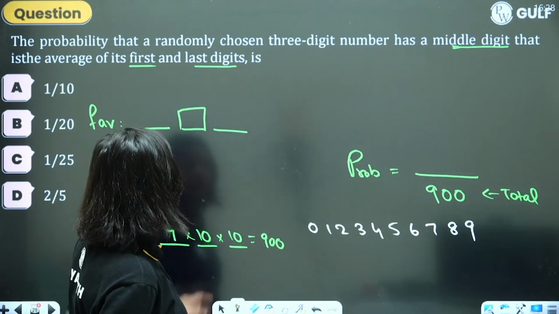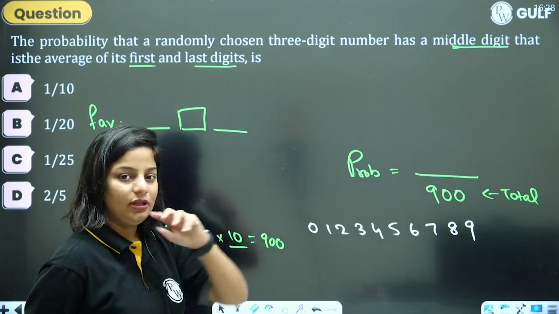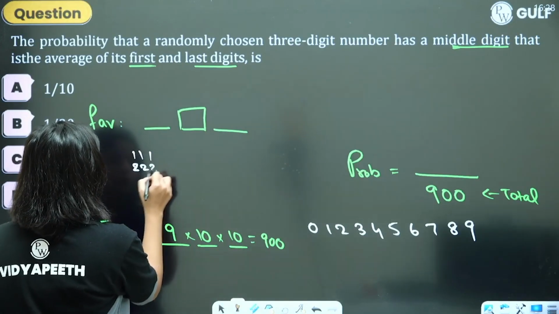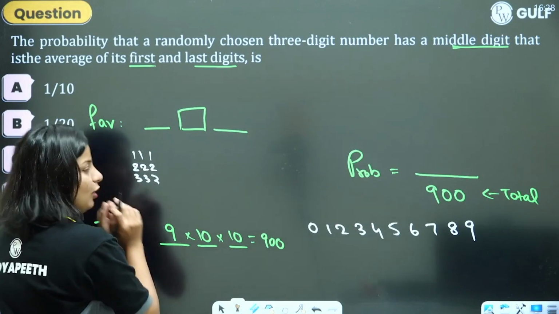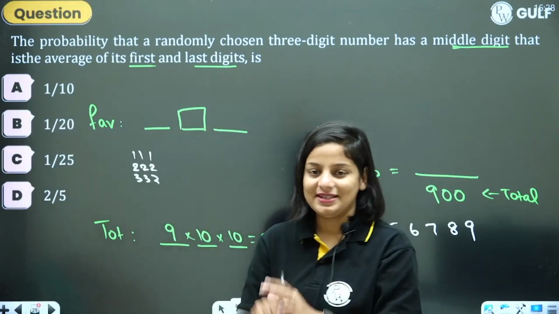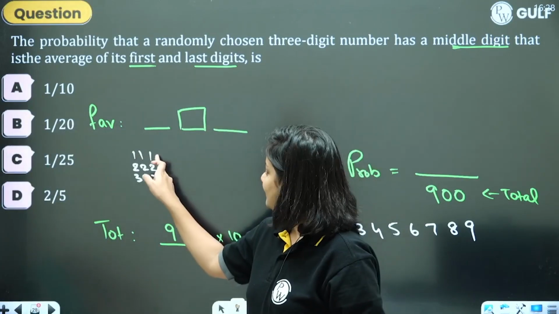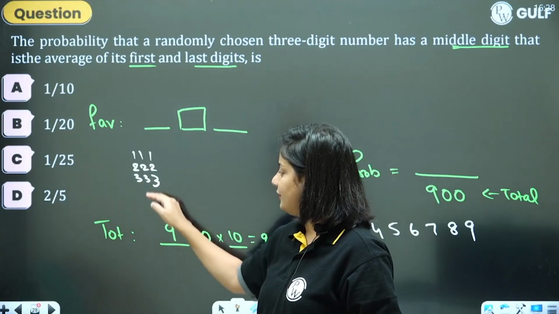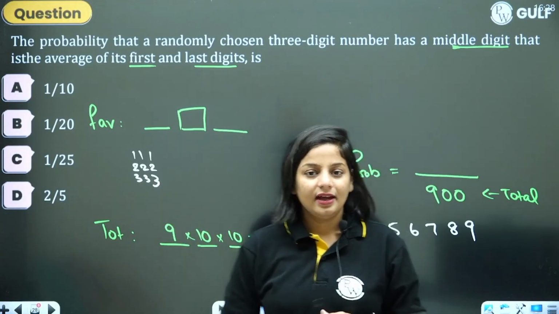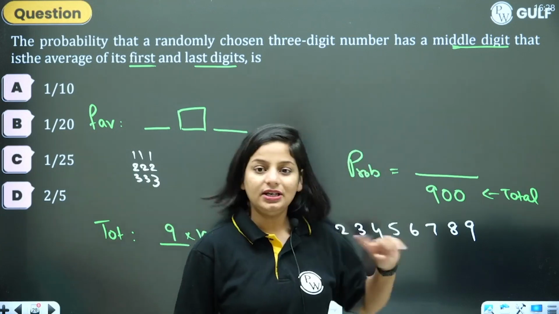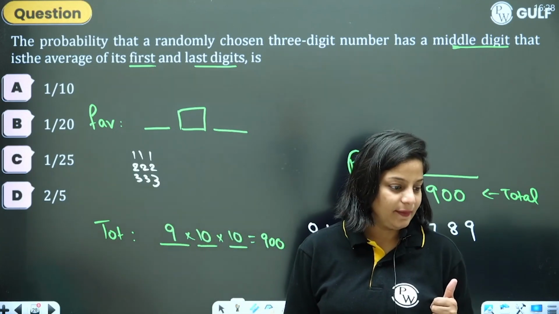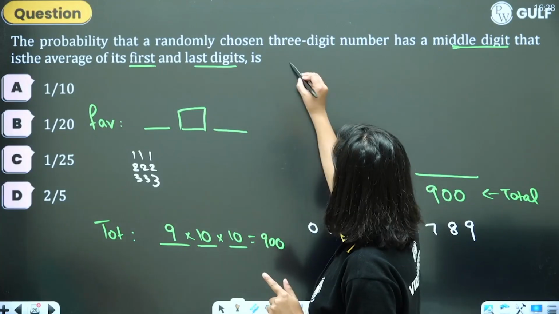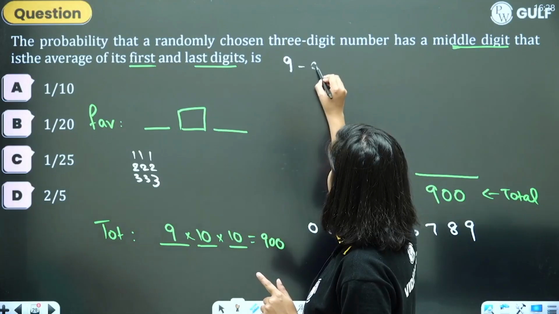If I want the middle one, firstly take all the cases in which I have 1, 1, 1, 2, 2, 2, 3, 3, 3. In all of them, the middle term is the average of first and last. 1 and 1 average is 1, 2 and 2 average is 2, 3 and 3 average is 3, 4 and 4, 5 and 5, 6 and 6, right? So total 9 such cases will be there where the middle digit is the average. So 9 cases where all are same.